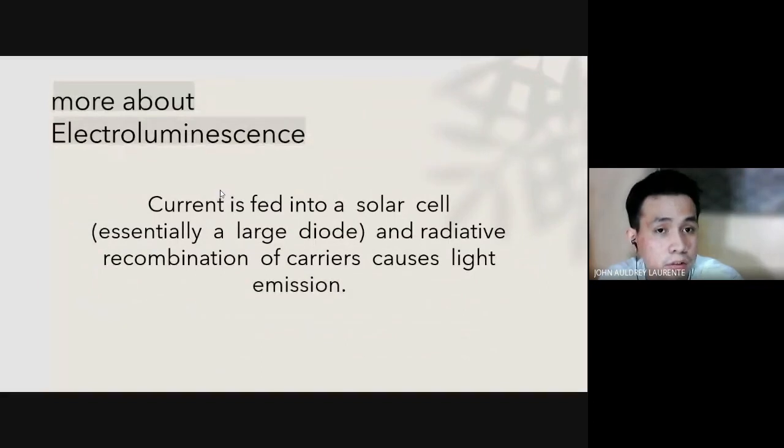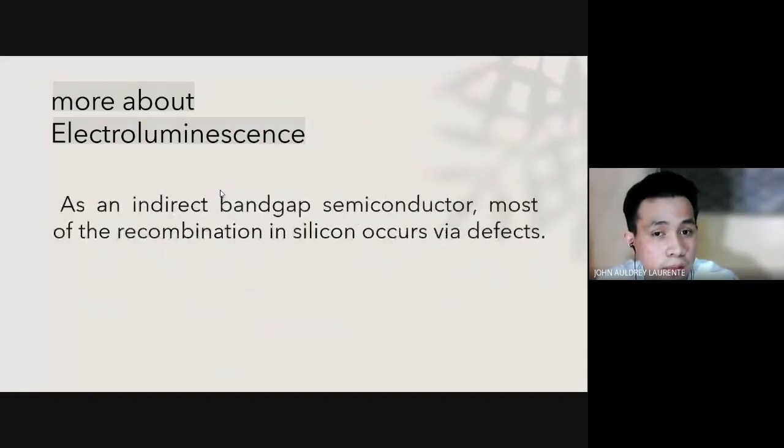Let's talk more about electroluminescence. In this process, current is fed into a solar cell, essentially a large diode, and radiative recombination, meaning the band-to-band transition of an electron in the conduction band of a semiconductor, causes light emission. It is an indirect band gap semiconductor, and most recombination in silicon occurs via defects.